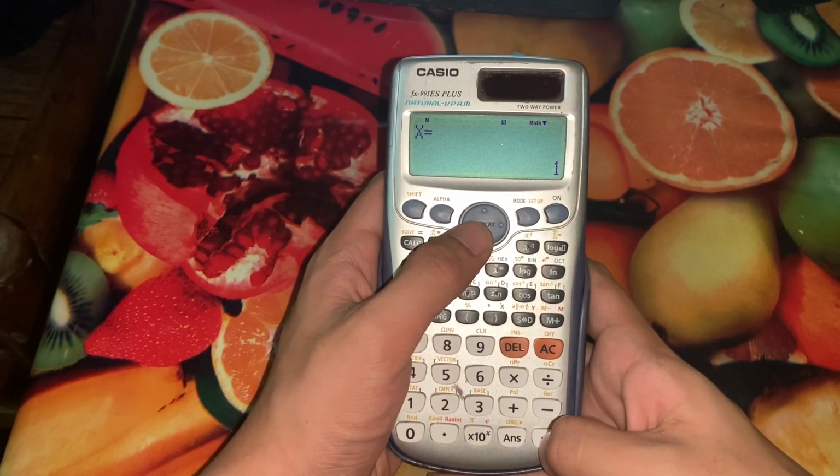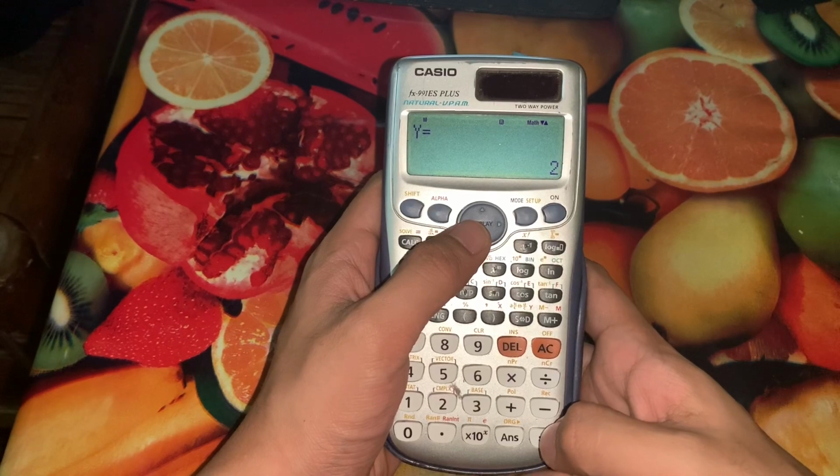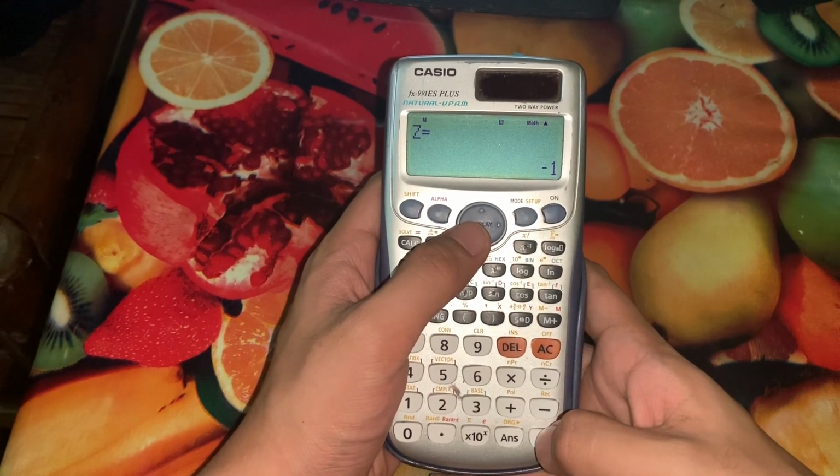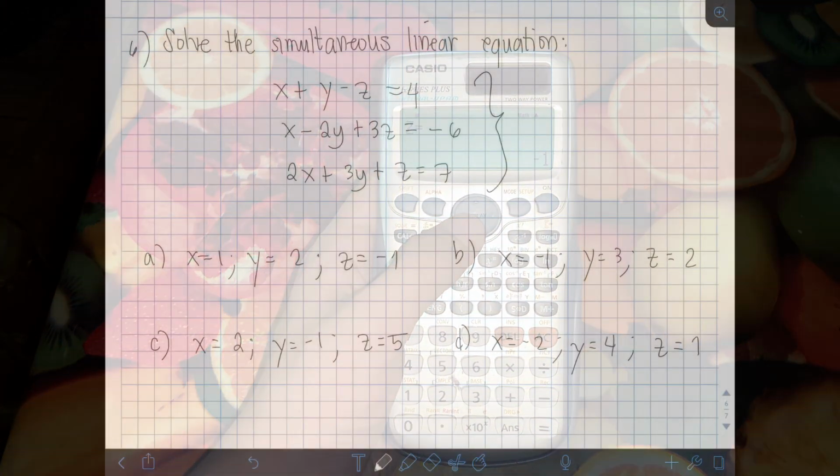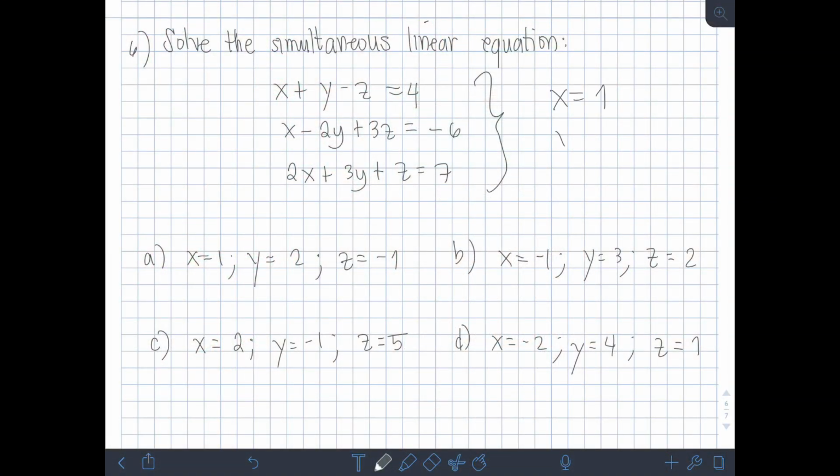So, therefore, x is equal to 1, y is equal to 2, and z is equal to negative 1. Okay? So, therefore, x is equal to 1, y is equal to 2, and z is equal to negative 1. So, the answer is letter A.